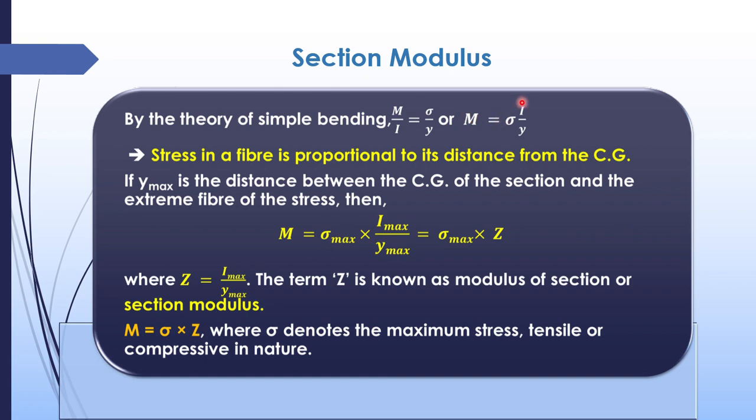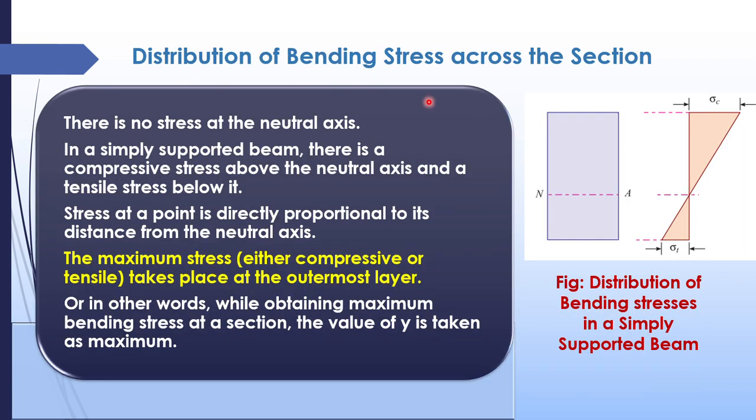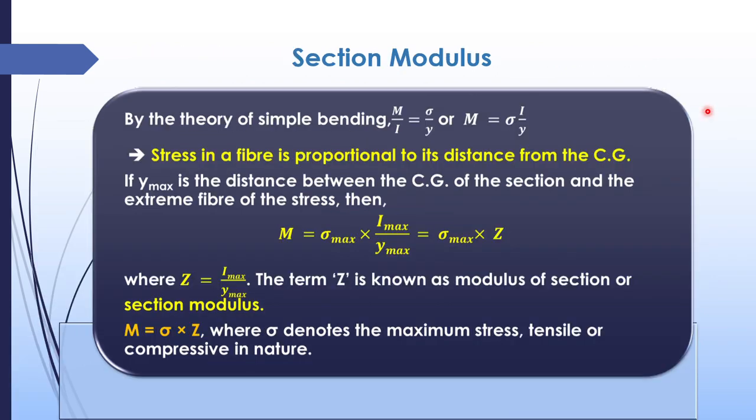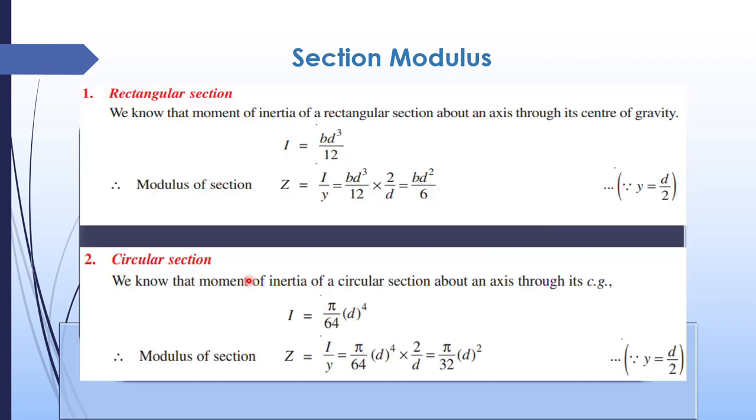Now, by the theory of simple bending, M by I is equal to sigma by y. From that, M is equal to sigma I by y. This I by y is Z, the section modulus. Section modulus is the ratio of moment of inertia to the perpendicular distance. We said in the previous equation that y should be maximum to get the maximum stress, so we take y max. Sigma max will occur at y max, so you'll get M as sigma max into Z, where Z is the section modulus. So M is equal to sigma into Z. Another equation you will get.